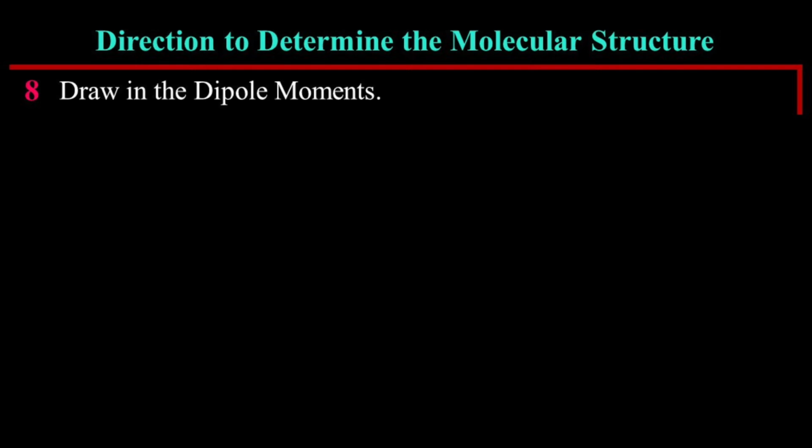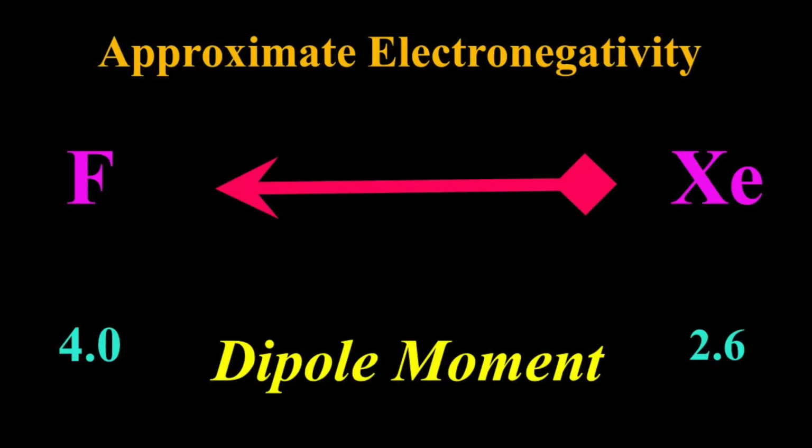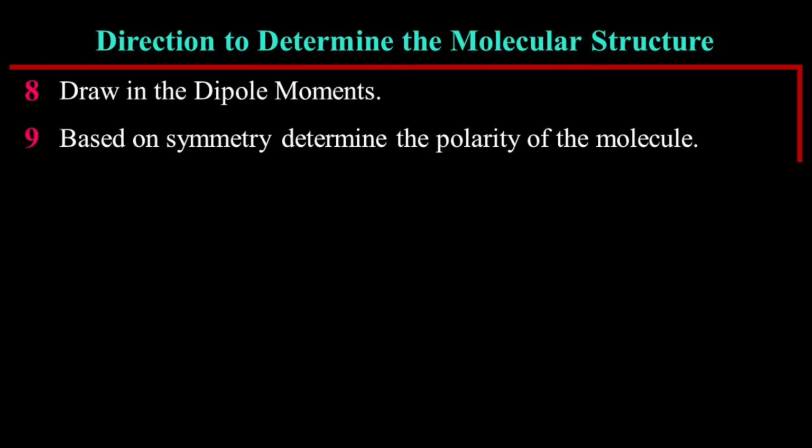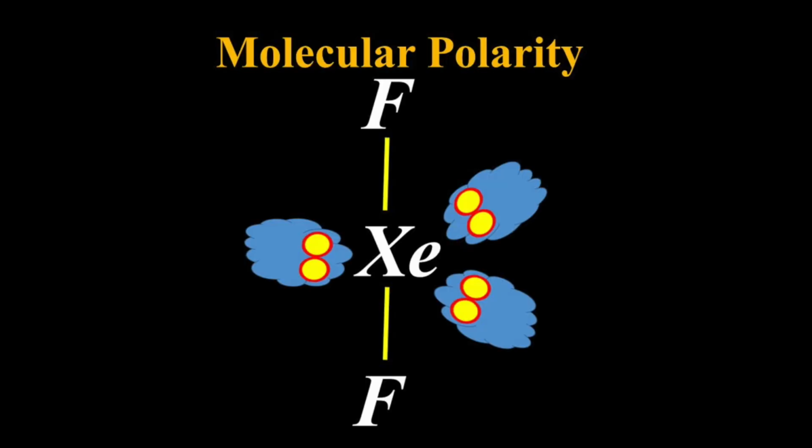So now we want to draw in the dipole moments. We want to determine whether the particle has polarity or not. So first thing we do is we come up with the electronegativities. 1 decimal point is more than enough. So fluorine is 4 and xenon is 2.6. So based on the symmetry, determine the polarity. So we want to draw in the dipoles.